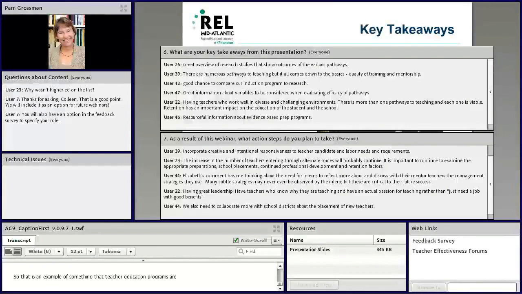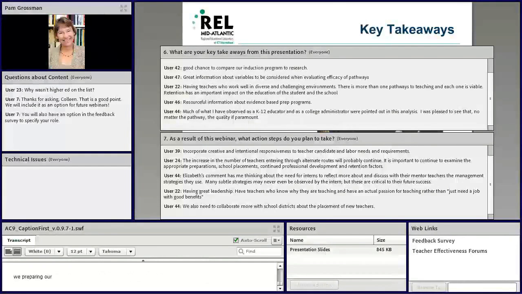How are we preparing our teachers to conduct and orchestrate these kinds of rich classroom discussions that are envisioned by the Common Core standards? And I also know from some other research that that's not something that gets a lot of attention right now in teacher education.